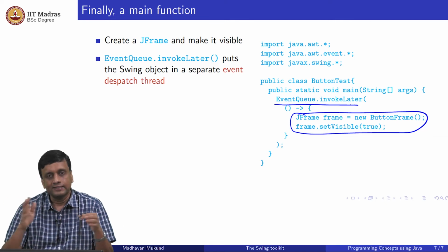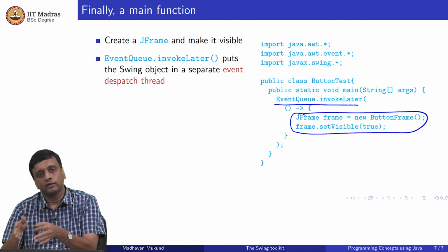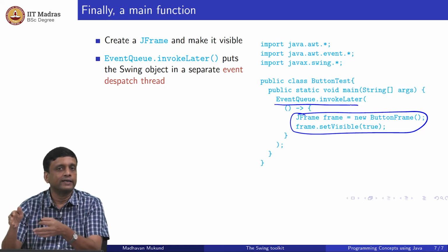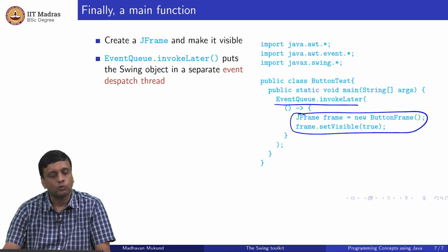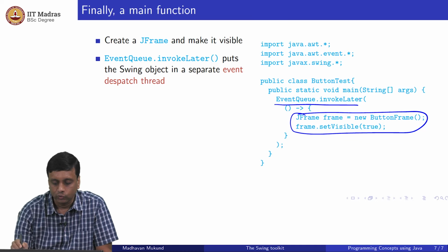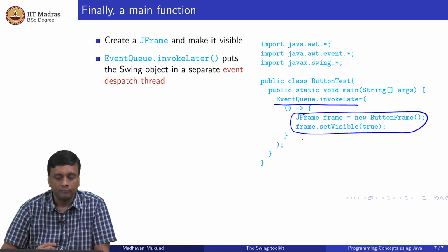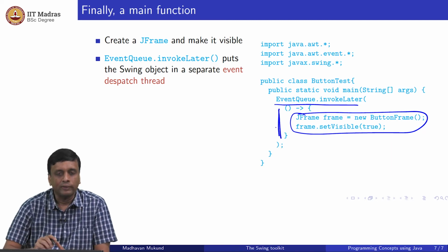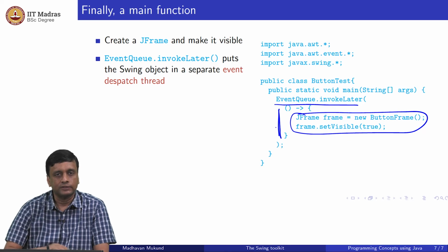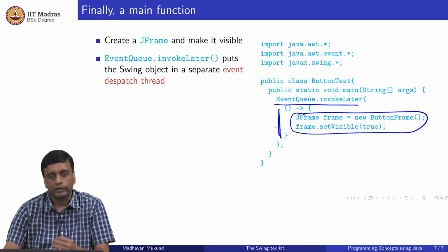So in order to make these things work properly, we have to put all the Swing components which interact with the user into a separate thread, and that's what this does. So you just have to remember to do this. You don't have to change it ever. Wherever you want to create some frame, you have to put it into this EventQueue.invokeLater, and this is a format which uses the lambda expression. There is also an explicit way of doing it. You can look it up.